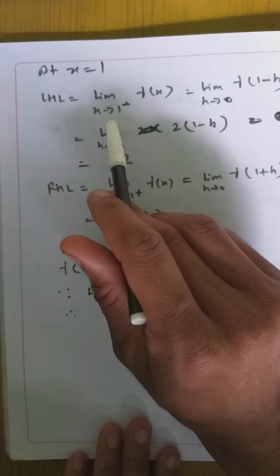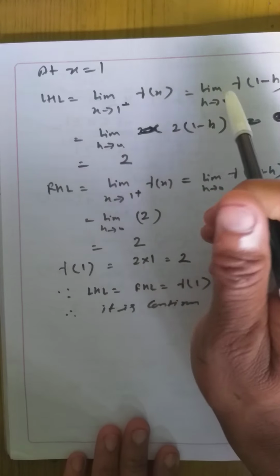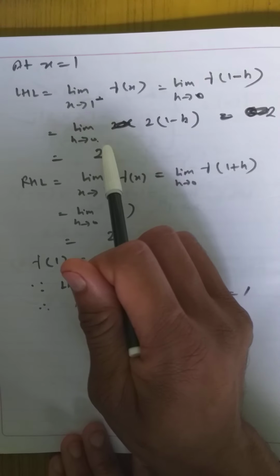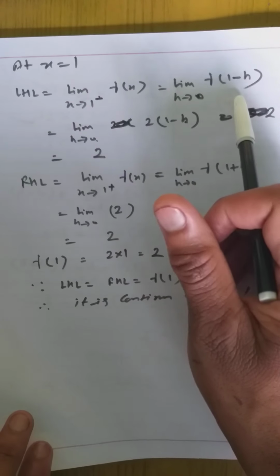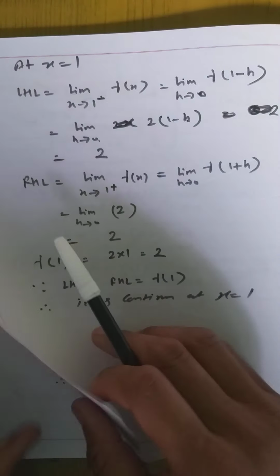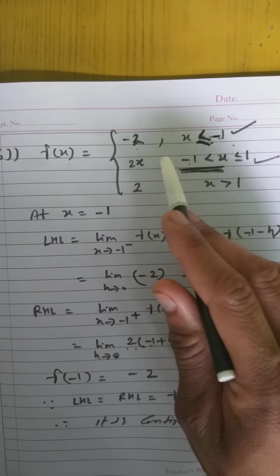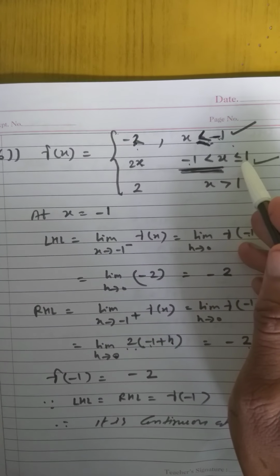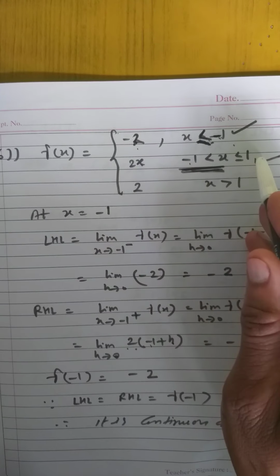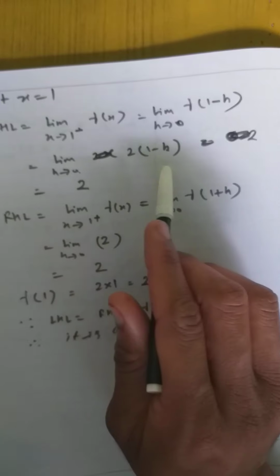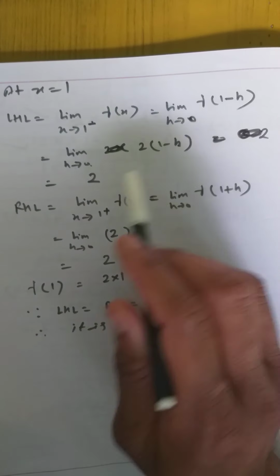Similarly at x equal to 1, left hand limit, x tends to 1 negative, f(x) equal to limit h tends to 0, f(1 minus h). In place of x I will put 1 minus h. 1 minus h means less than 1, so you will use this function, the one used for greater than minus 1 and less than 1. Now I am using this for less than 1, meaning 2 into 1 minus h. I will put h equal to 0, you will get 2.